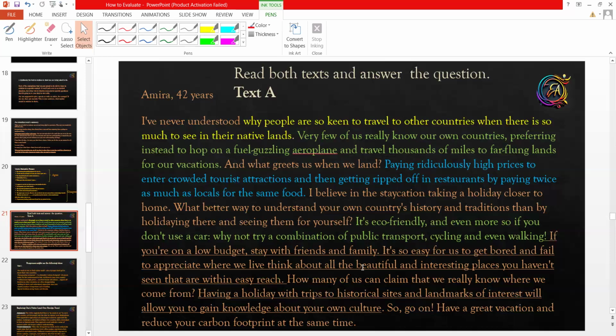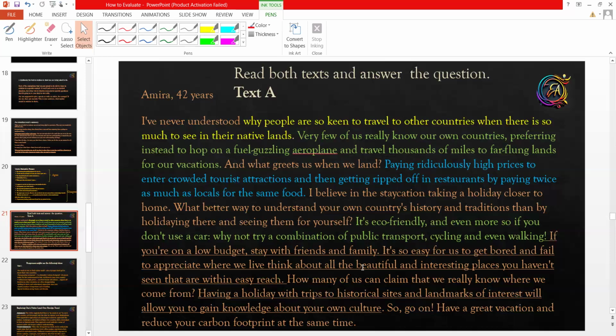It's so easy for us to get bored and fail to appreciate where we live. Think about all the beautiful and interesting places you haven't seen that are within easy reach. How many of us can claim that we really know where we come from? Having a holiday with trips to historical sites and landmarks of interest will allow you to gain knowledge about your own culture. So go on, have a great vacation and reduce your carbon footprint at the same time.